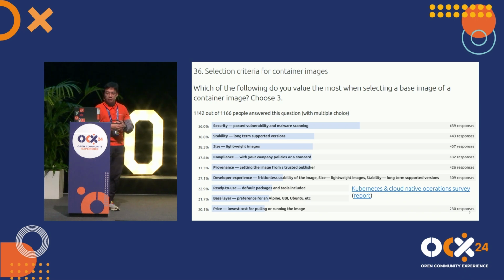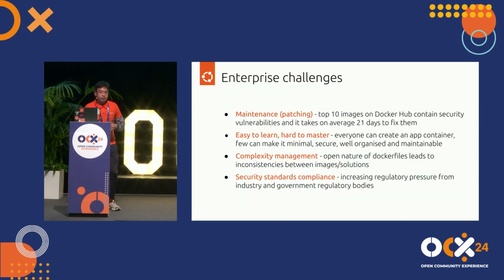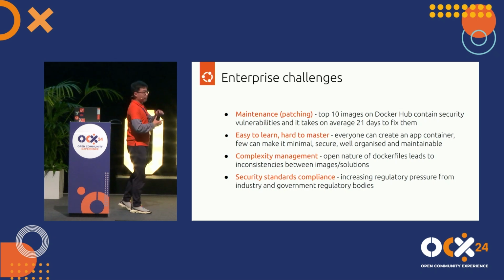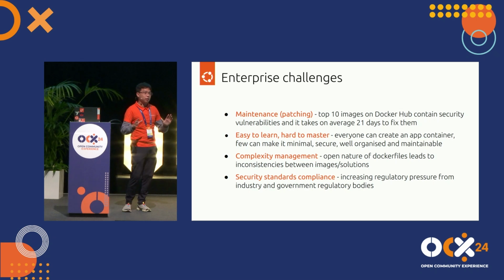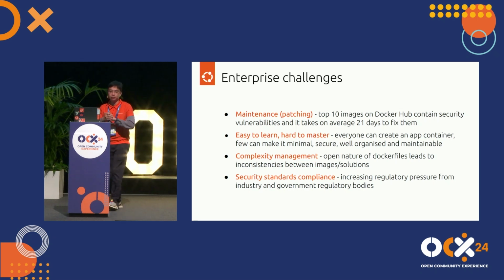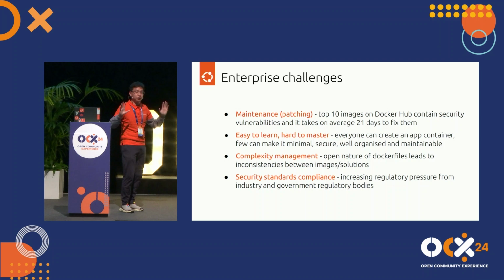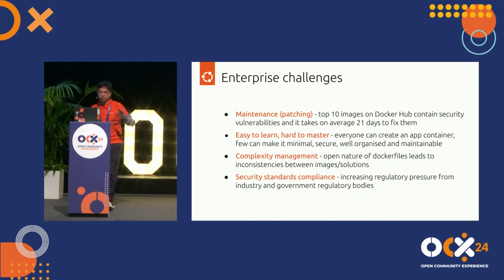Then this imposes enterprise challenges. The first one is about maintaining or patching. The top 10 images on Docker Hub naturally suffer from vulnerabilities, and it usually takes an average of around 21 days to fix them. Although container technology is easy to learn, it is not necessarily easy to master. Everyone can create their own application container, but only a few can make it minimal, secure, well organized, and maintainable.